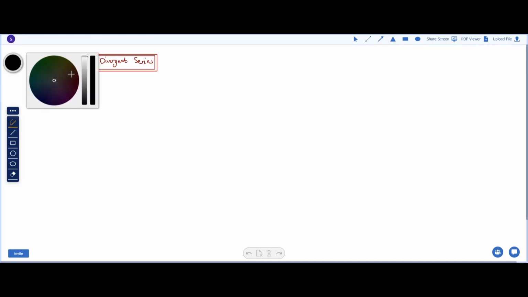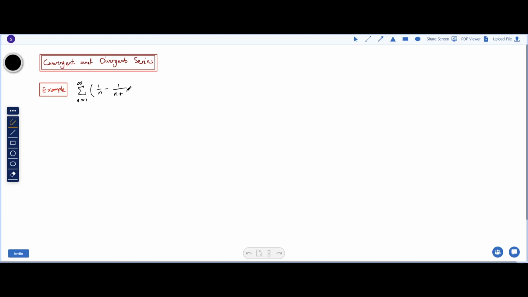All right, so in this example, we have the sum from n equals 1 to infinity of 1 divided by n minus 1 over n plus 1. And what we want to do is determine whether or not this series converges.